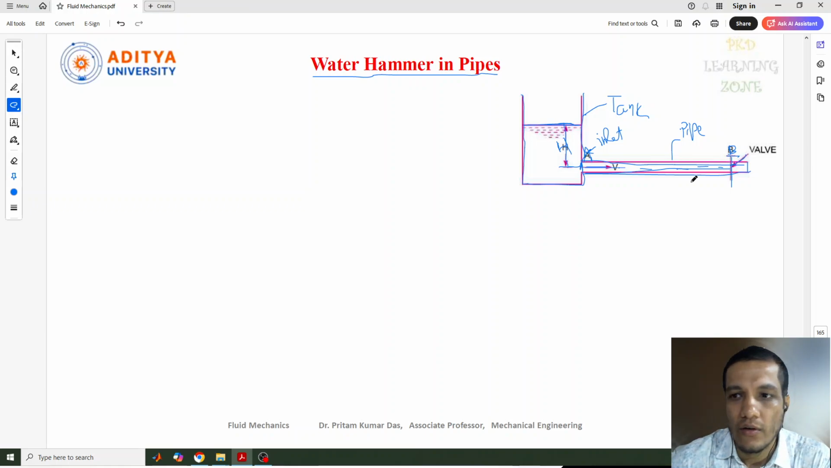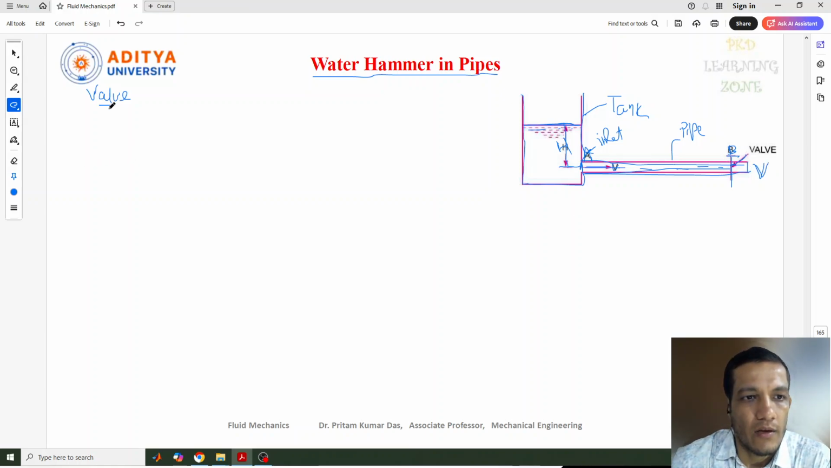So when the fluid flows from this tank through this pipe, it will come out at the outlet. The valve is connected to control the fluid velocity, or the fluid flow. When the valve is opened fully, the fluid flowing through the pipe will come out with a high velocity, with a velocity of V.